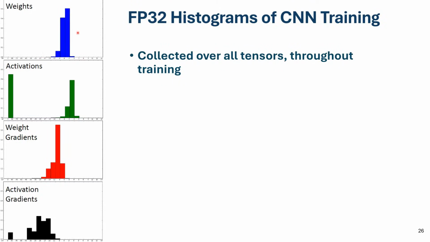Blue are weights, green are activations, activation gradients are black, and weight gradients are red. We can see where they're positioned on this log scale. Magnitude-wise, as we saw before, activations tend to have the highest magnitudes. Activation gradients have the smallest magnitudes, most to the left, in the negative range for exponents. Same collection as I mentioned before.